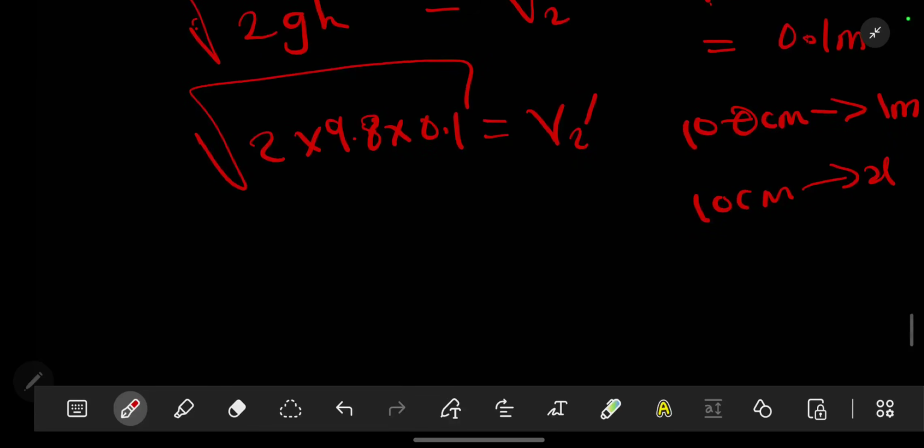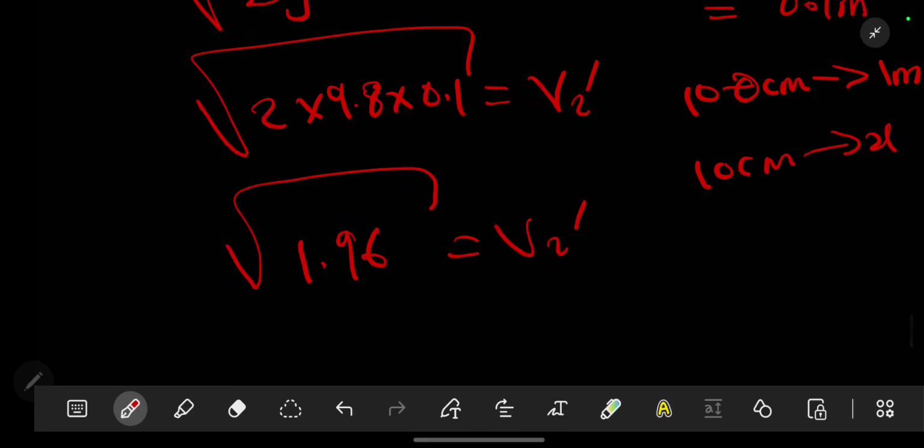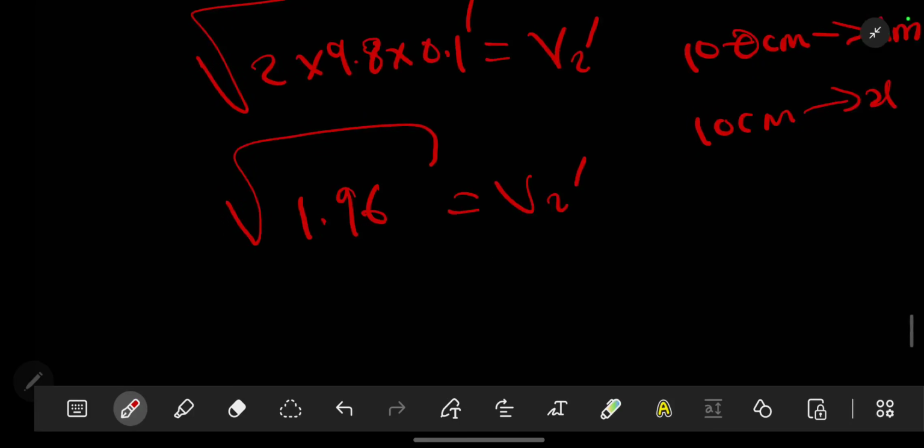So multiplying, we have 2 times 9.8, then times 0.1. This gives us 1.96, which should be equal to v2 prime squared. The square root of this value gives us 1.4 meters per second. So this is our v2 prime.